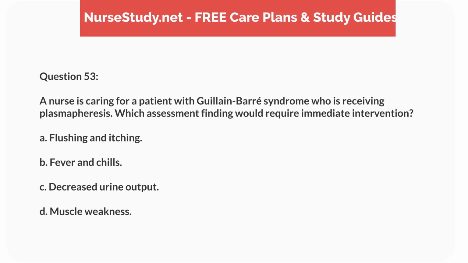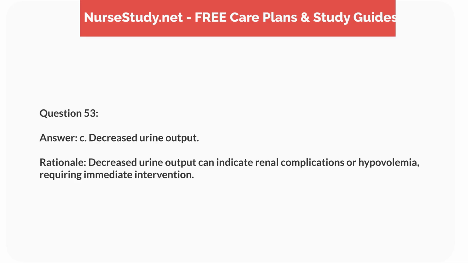Question 53. A nurse is caring for a patient with Guillain-Barré syndrome who is receiving plasmapheresis. Which assessment finding would require immediate intervention? A. Flushing and itching. B. Fever and chills. C. Decreased urine output. D. Muscle weakness. Answer: C. Decreased urine output. Rationale: decreased urine output can indicate renal complications or hypovolemia, requiring immediate intervention.